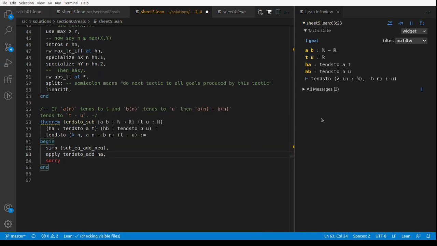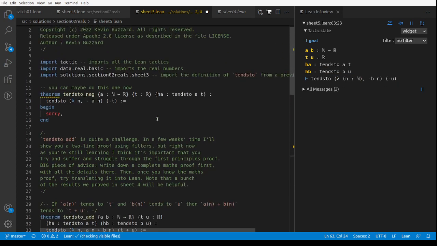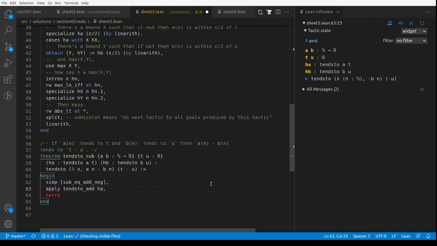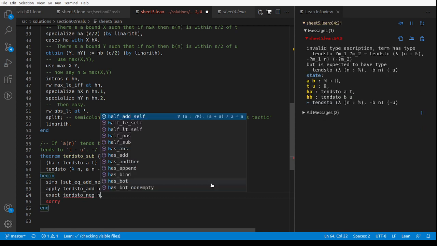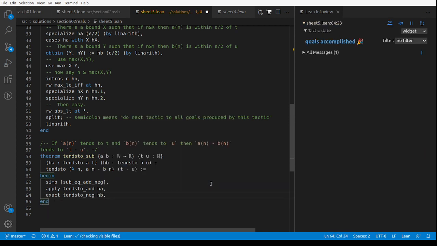In this goal, the second input it wants is that minus b n tends to minus u, but we've got that b n tends to u. But of course, that's exactly what tends to neg does. Tends to neg says if b n tends to u, then minus b n tends to minus u. So this should be exact tends to neg b n hb. There we go, and it is.